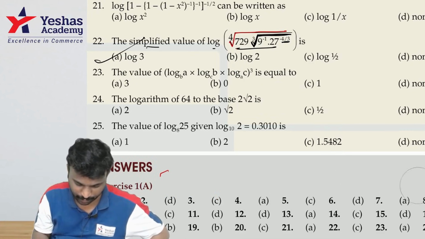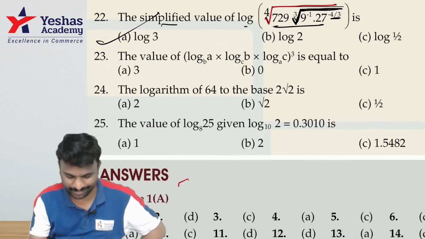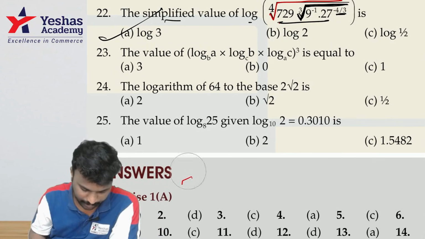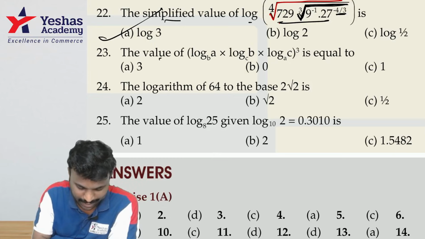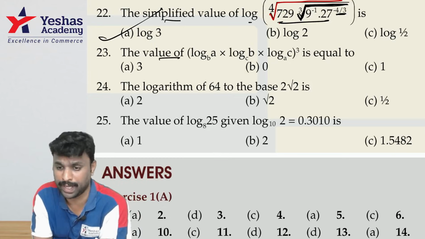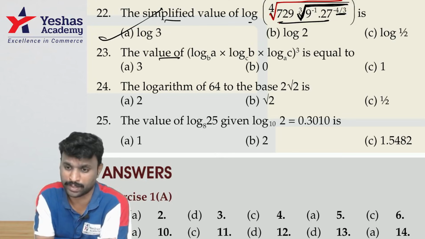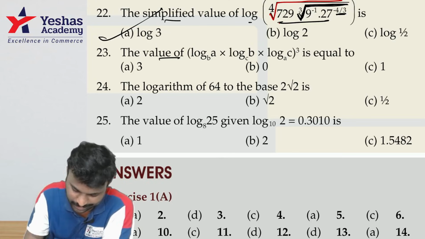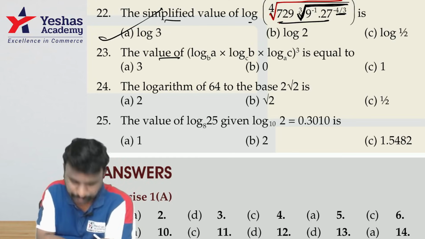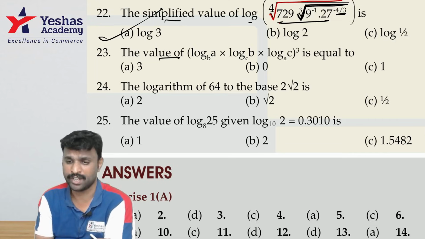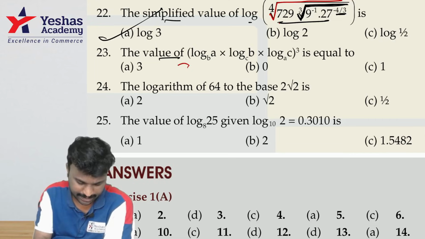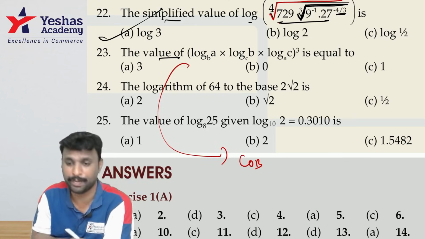Guys, moving on to the next question. Question number 23. What is the question? Everybody concentrate here. The value of log a to base b into log b to base c into log c to base a whole power 3, they are asking. Everyone, are the bases the same? Definitely no. So we have to apply COB. That means change of base rule.